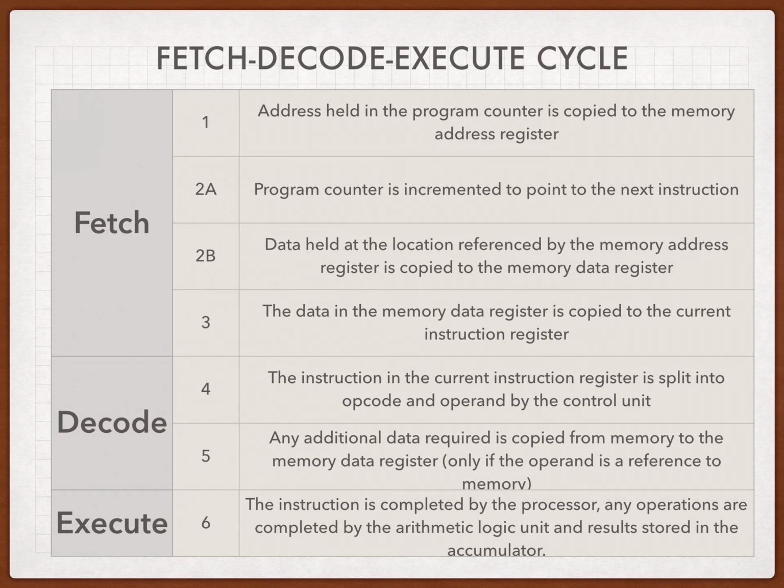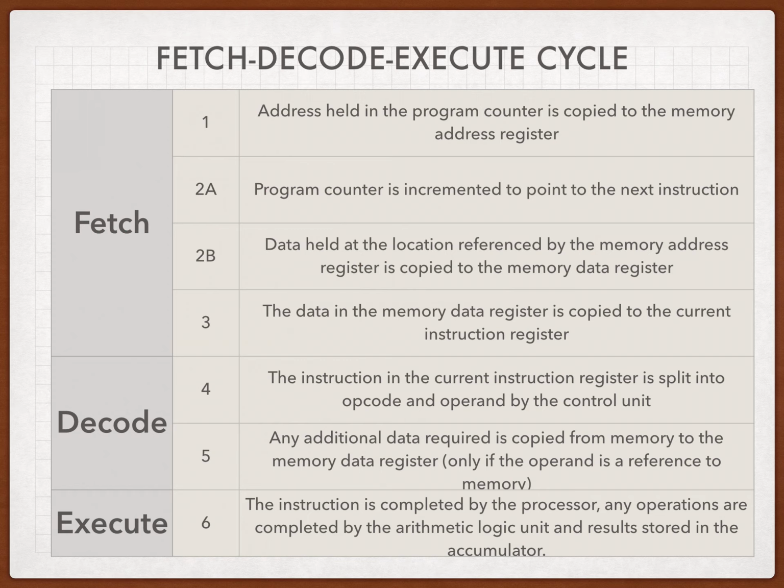In the decode phase, two things happen. The first one is that the instruction in the current instruction register is split into an opcode and an operand by the control unit. The opcode represents the instruction which is going to be completed, whether we're going to load, store, add or subtract data. And the operand is the data or the location of data which we are going to be using. Imagine that you've got an instruction which is add 6. The opcode, or instruction to be completed, is add, and the operand in this case would be 6 because that is the data we are going to be working with.